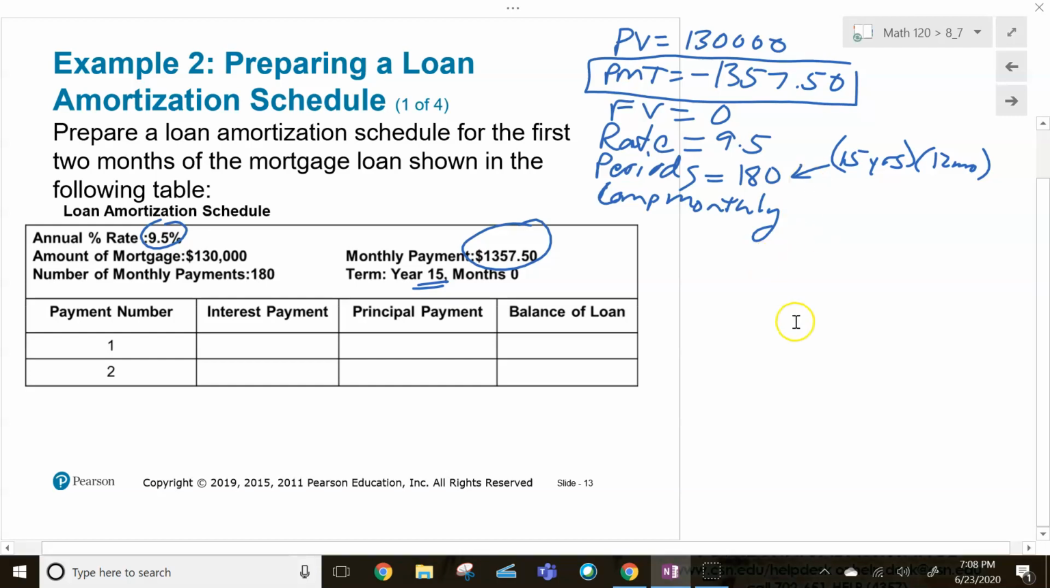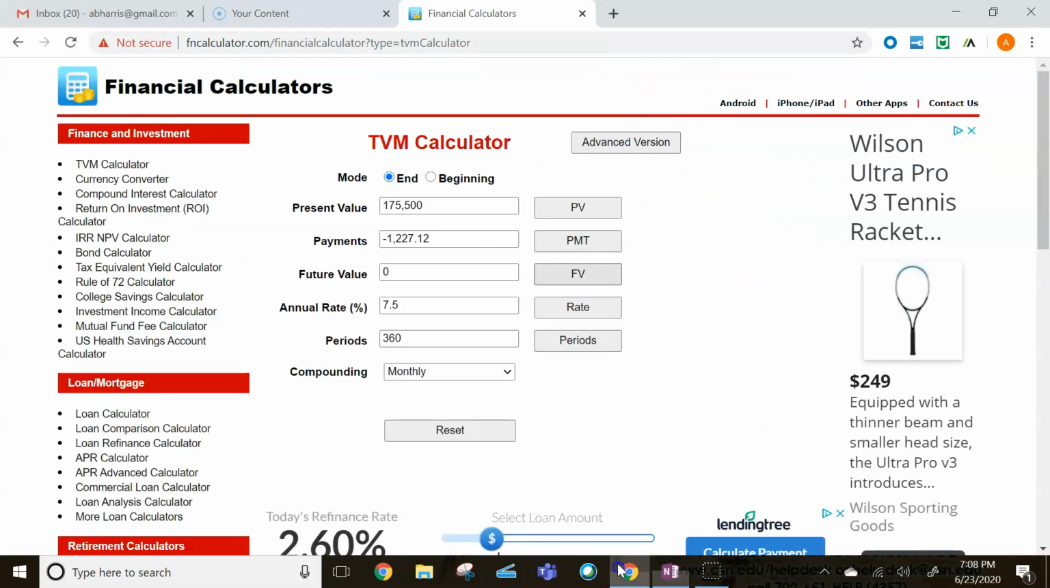Financial calculator. So let's punch this information in here. So 130,000. Future value 0. The rate here was 9.5. 15 years, 15 times 12, make sure you're on monthly. Now I said that they rounded that, so make sure you change that to 1357.50, the payment that they gave us there. Now here's the change right here.